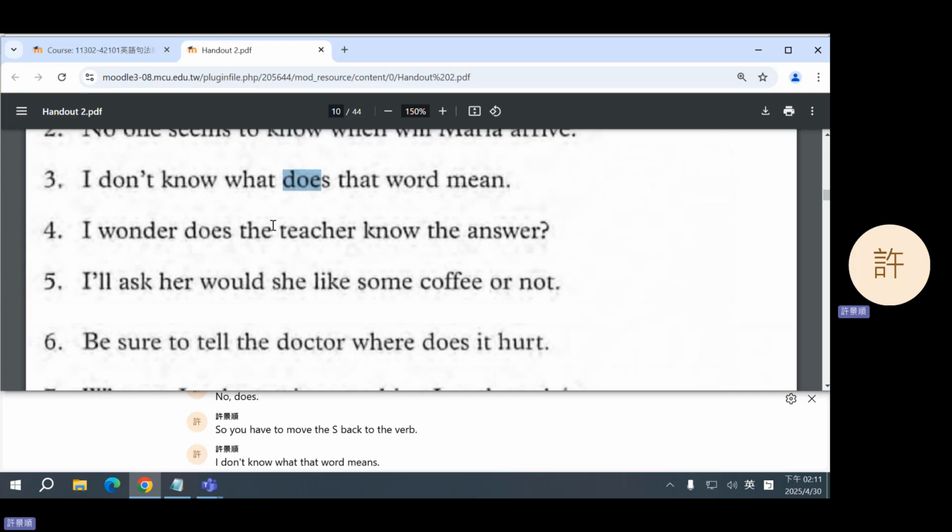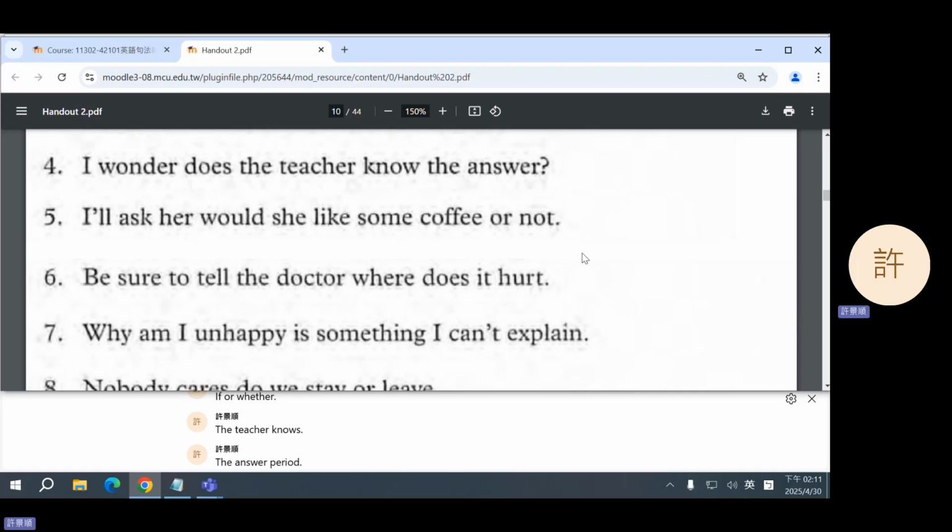Number 4, I wonder, does the teacher know the answer? Should be, I wonder if or whether the teacher knows the answer, period. I think these are all indirect questions. Yeah, so number 5, this is a question, but we want an indirect question. So I'll ask her if she would or whether she would like some coffee or not.